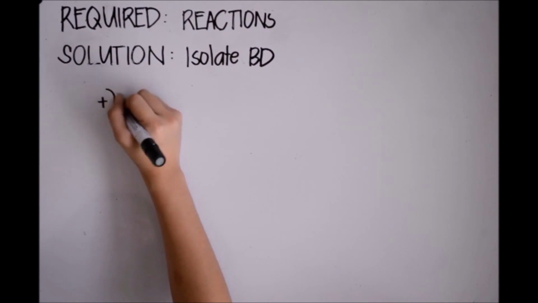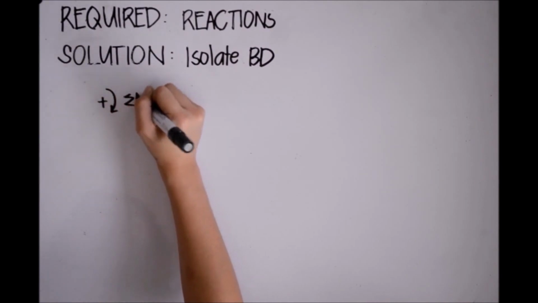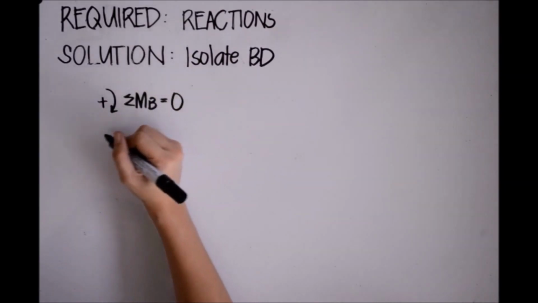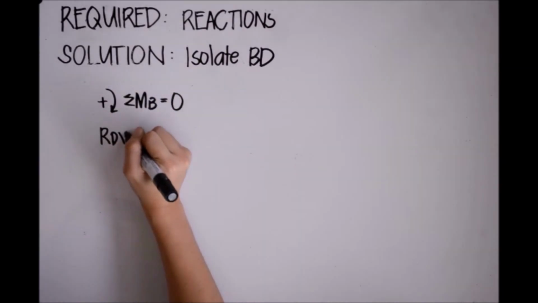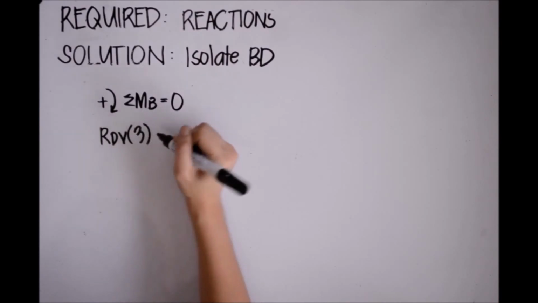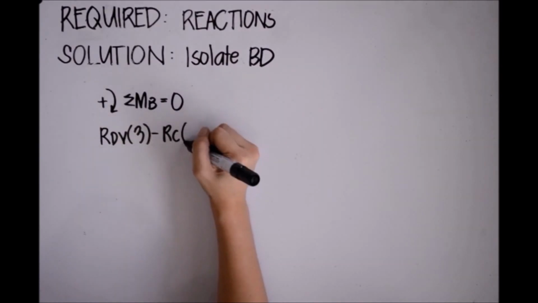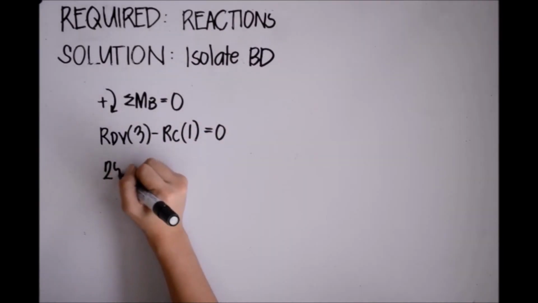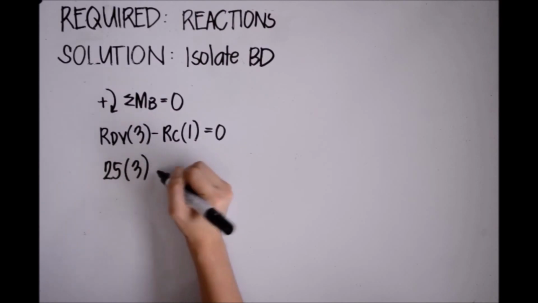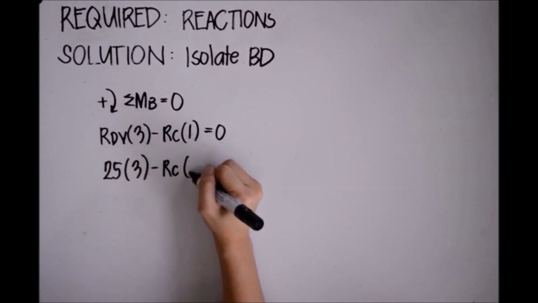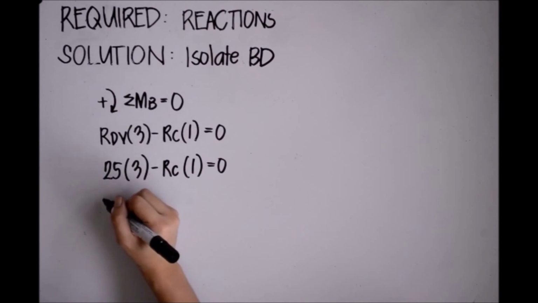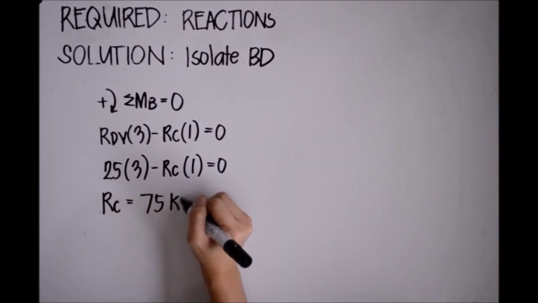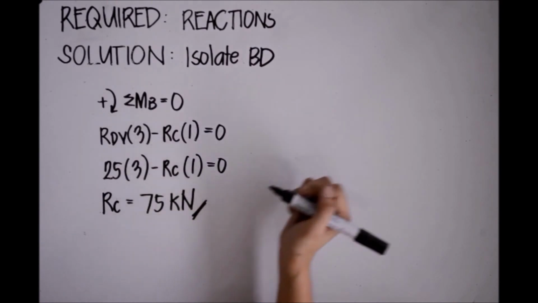We now isolate section BD. By summation of moment at B equal to 0, we have RdV times 3 minus RC times 1 is equal to 0. Since RdV is 25, we have 25 times 3 minus RC times 1 is equal to 0. We will have the reaction at C, which is 75 kilonewtons.